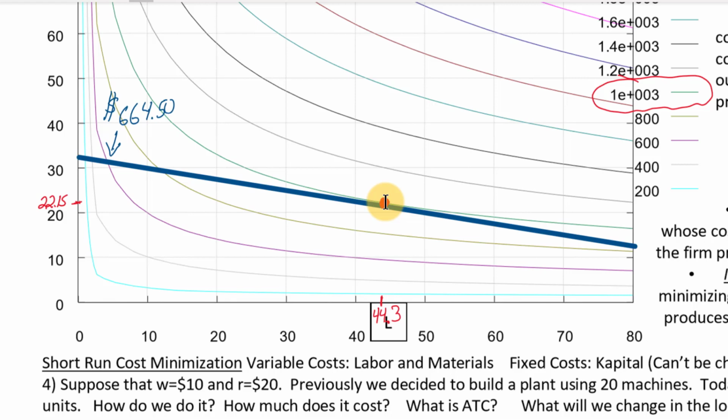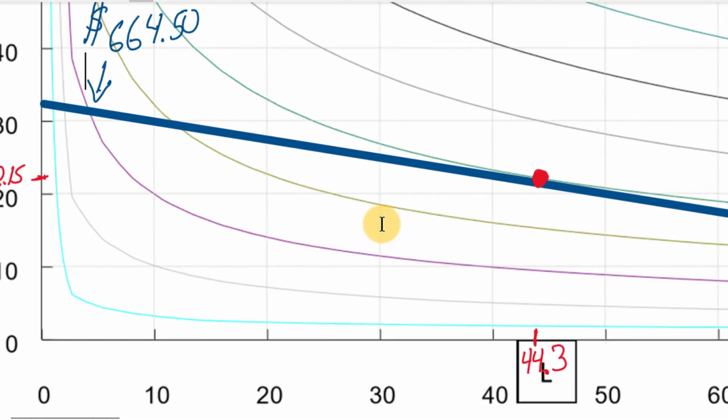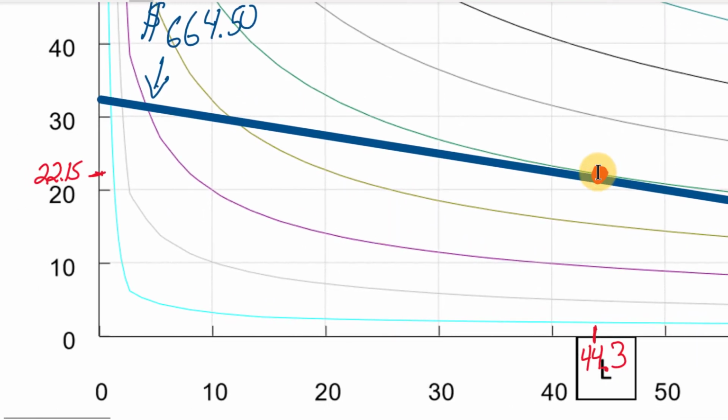tells us that if we lost one machine, let's zoom way in here as much as we can, that at that point, if we lost one machine and we went down from 22.15 to 21.5, how many workers would we need to make up for that one lost machine? Well, if the slope is a quarter, we're going down 1 and over 4. So we would need 4 more workers to make up for that lost machine.